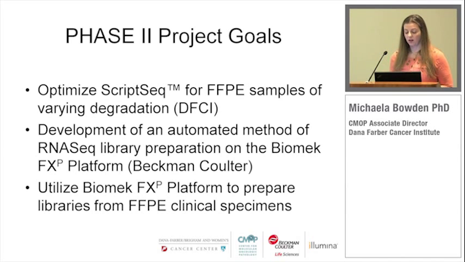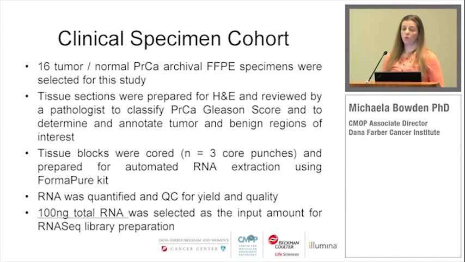So a little bit about our clinical specimen cohort. In this case, we wanted to be at a bigger scale than what we did for the original pilot. So we have 16 tumor normal prostate cancer pairs. They were archival FFPE specimens. These tissues were sectioned and prepared for H&E and reviewed by a pathologist to classify the prostate cancer Gleason score and to annotate the tumor and benign regions, giving us the regions of interest that we wanted to take core punches from.